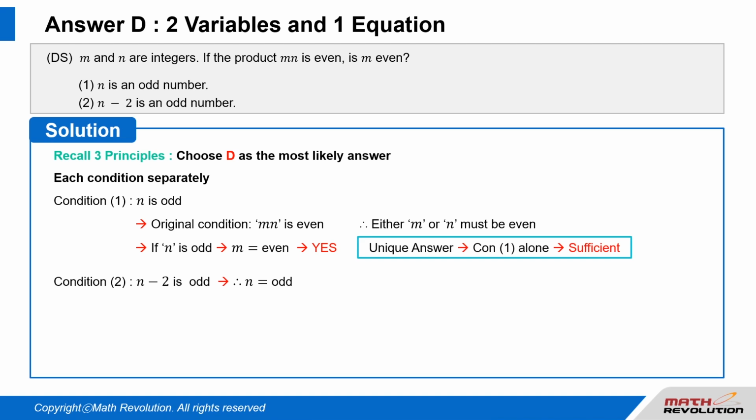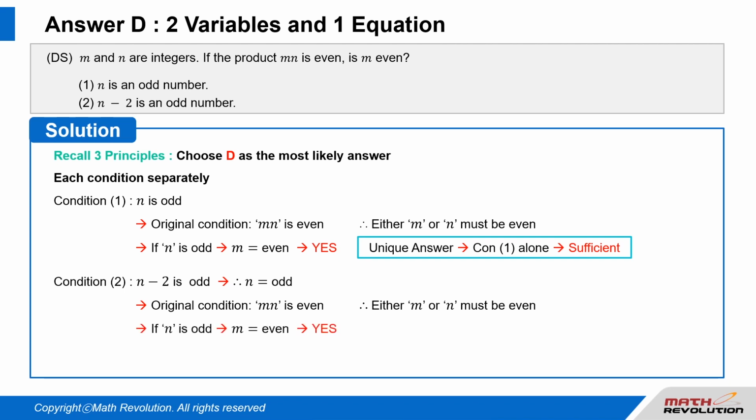Condition 2 tells us that n minus 2 is odd. That is, n is also odd. Now, we know that m times n is even, and at least one of m and n must be even. If n is odd, then m has to be even, so we get yes. Since the answer is unique, this condition is sufficient.